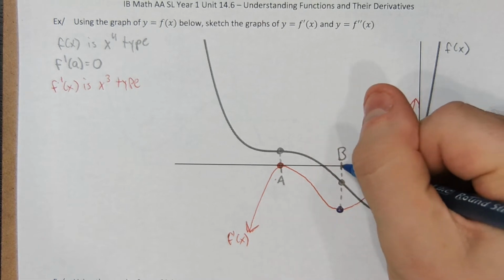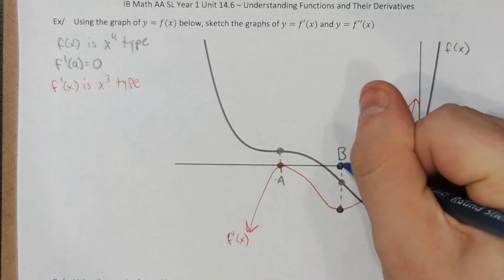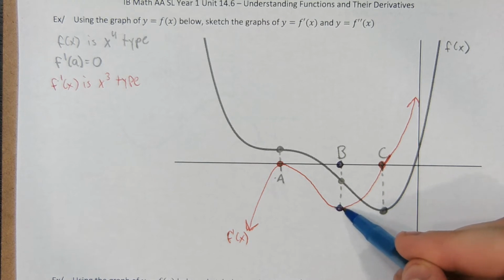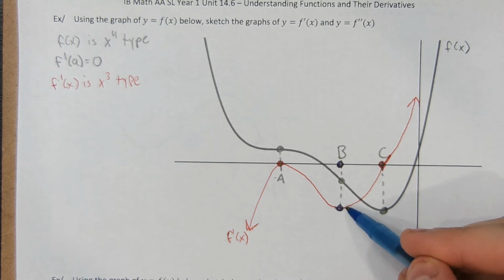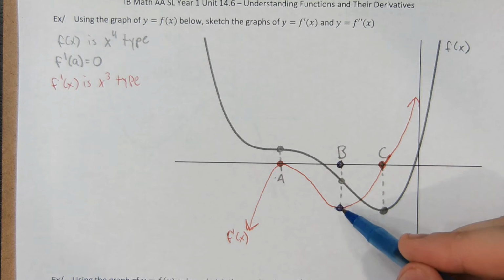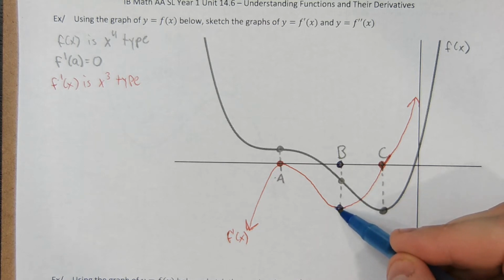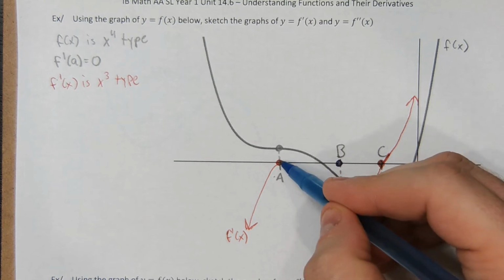Oops, I put that dot in the wrong spot. It should have been right there. You see right here, at this spot, the red graph has a flat spot. That means its slope is 0. So if I'm trying to graph the second derivative, now I'm looking at the slopes of the red curve as my y values of f double prime. So I have a 0 here and here.